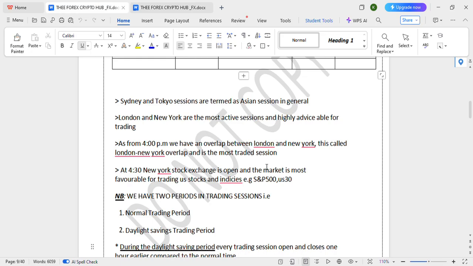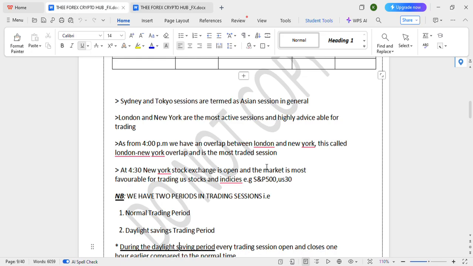Now, let's move to the next point. London and New York are the most active sessions and highly advisable for trading. So many people participate in the market during either London or New York, or they can be in both. It depends on the availability of someone and also how the market is behaving.